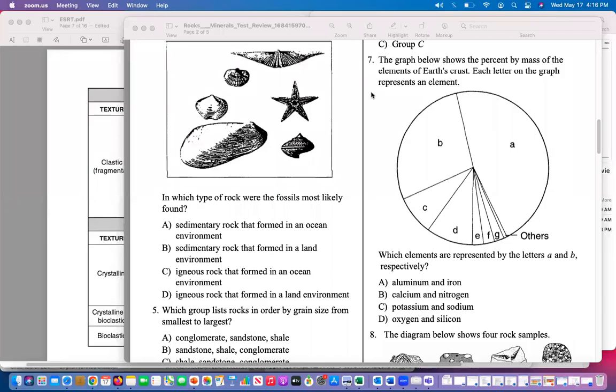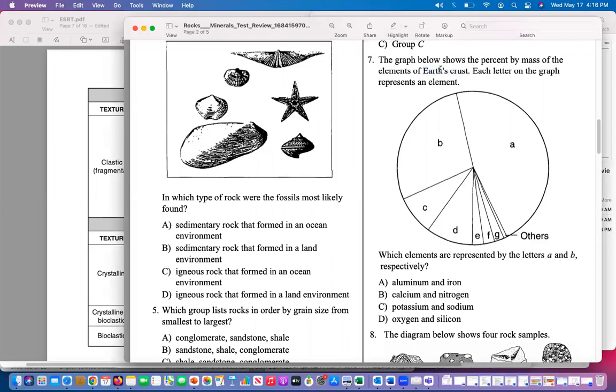All right, starting with number 7. So number 7 says the graph below, and once again, this is the Rock and Minerals Review questions packet. The graph below is the percent of mass of the elements of Earth's crust. Each letter on the graph represents an element. Which elements are represented by letters A and B, respectively?